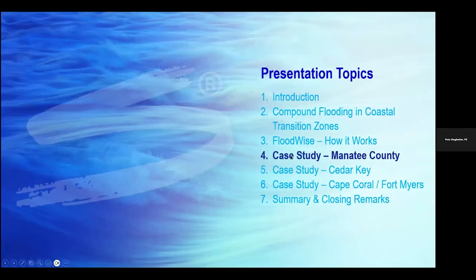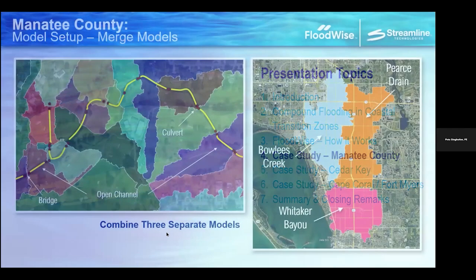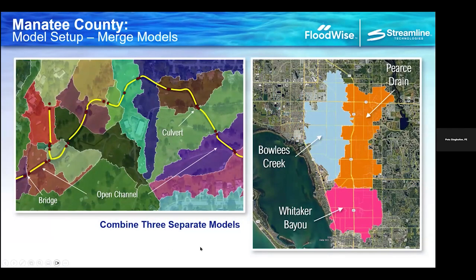Okay, so let's go over a case study here. Manatee County. This is a system that's up and running as we speak. We combined 3 different ICPR models together: Bowleys Creek, Pierce Drain, and Whitaker Bayou. Whitaker Bayou is in Sarasota County, and these 2 are in Manatee County, and they all share water depending on the current conditions. We have drainage into Sarasota Bay.